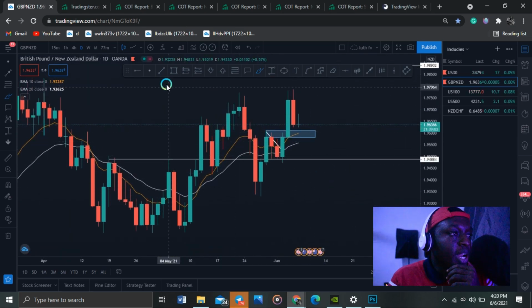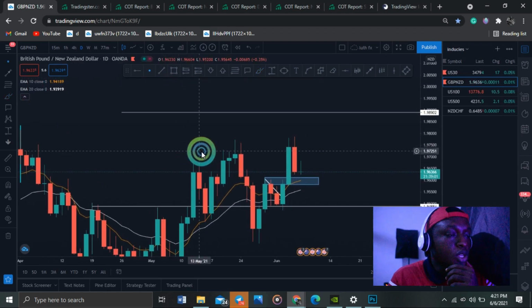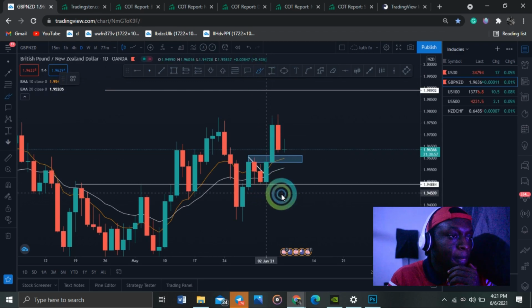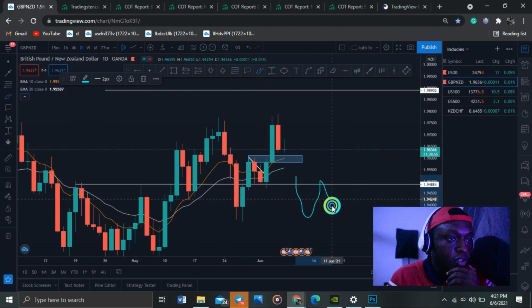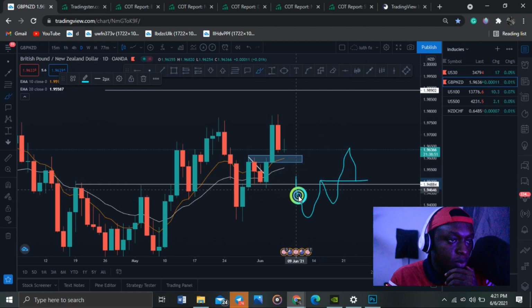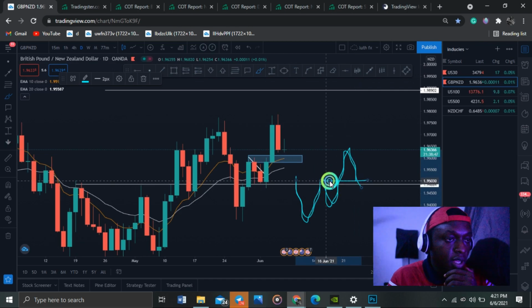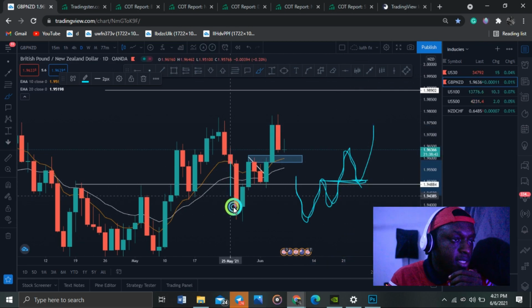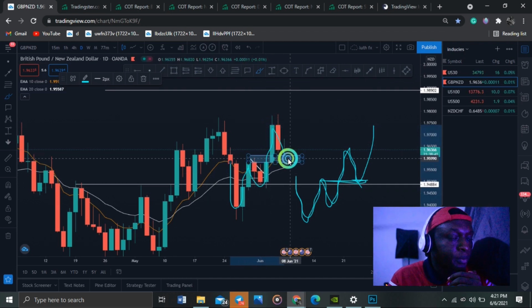When we come to our daily time frame, we can see on GBPNZD that price just formed an inverse W formation. This is an inverse W formation. One leg is longer than the other. Retest, rejection to the upside, and that's the inverse W formation that we are currently seeing on the daily time frame.